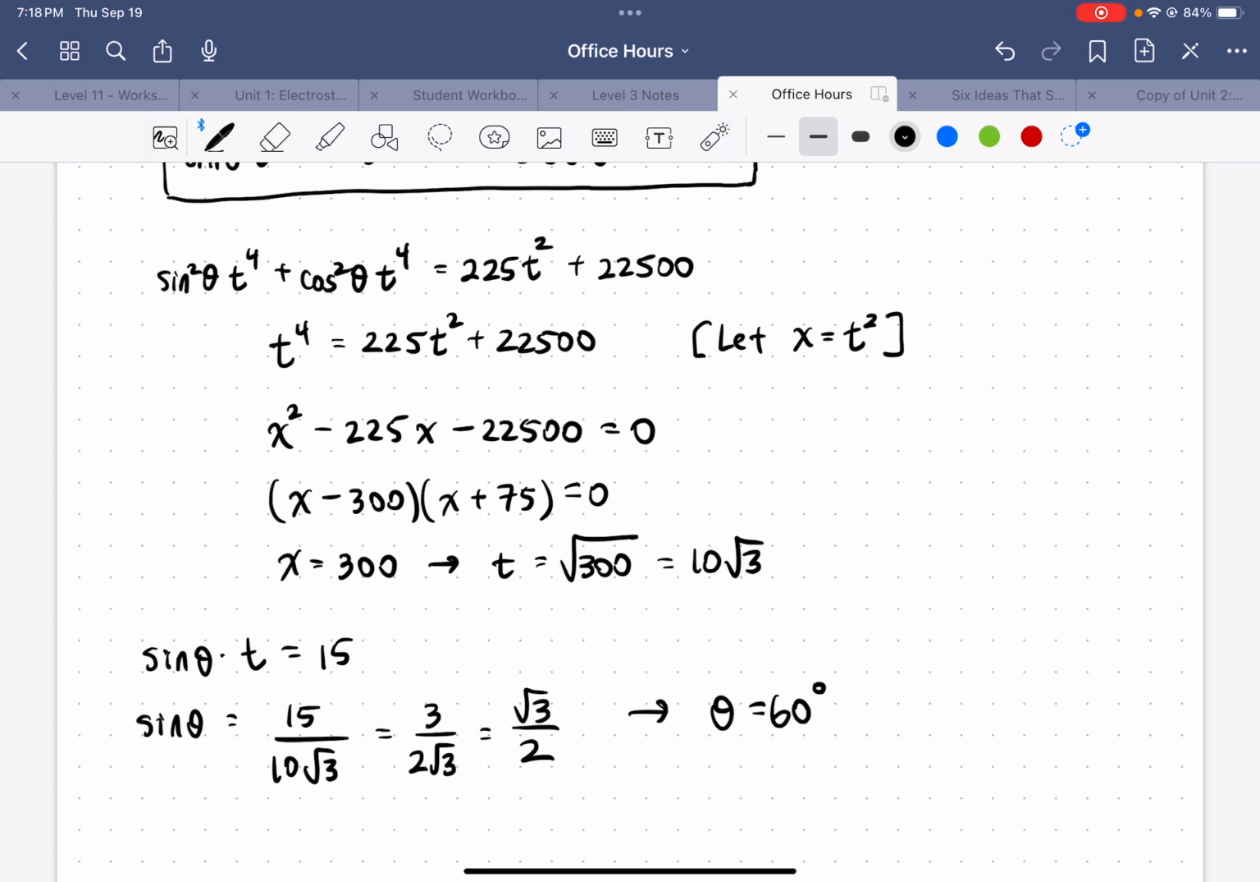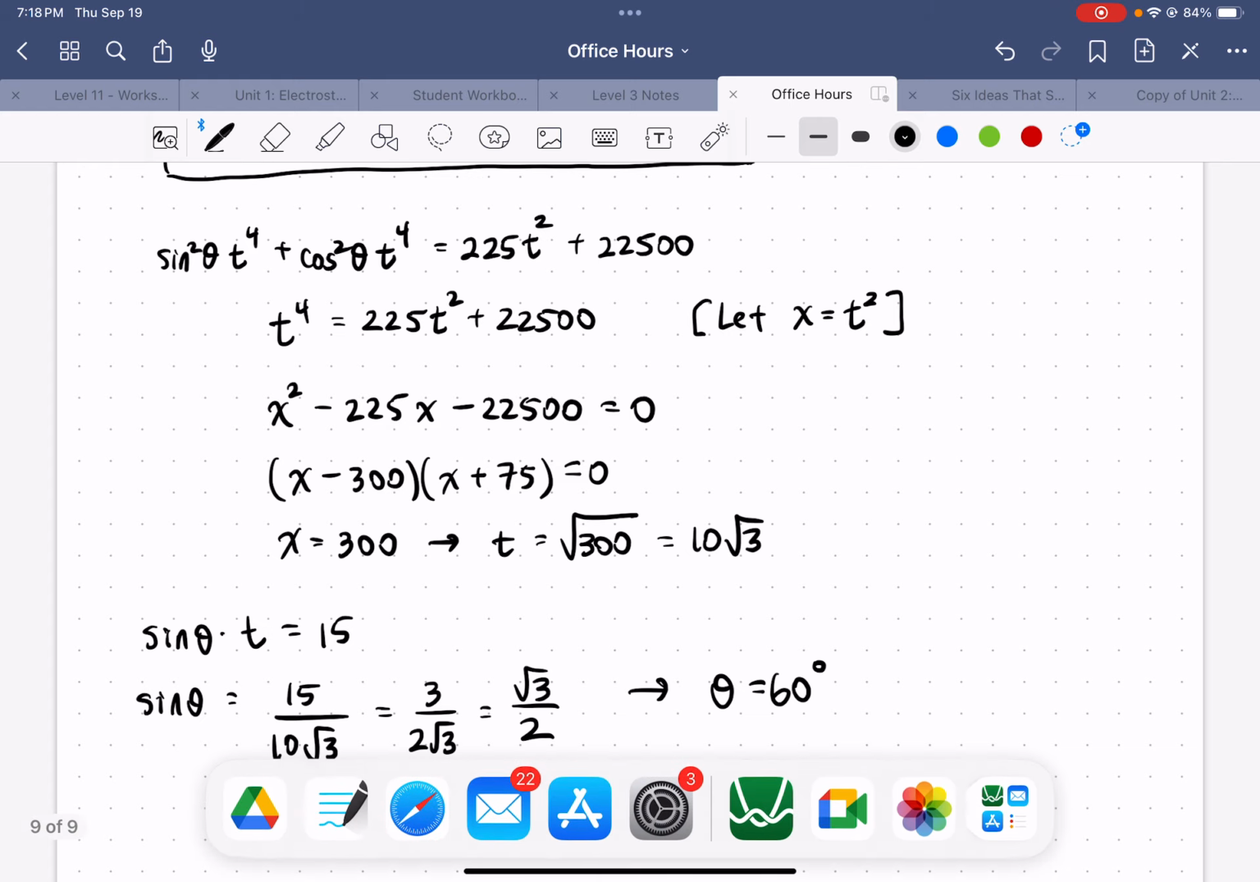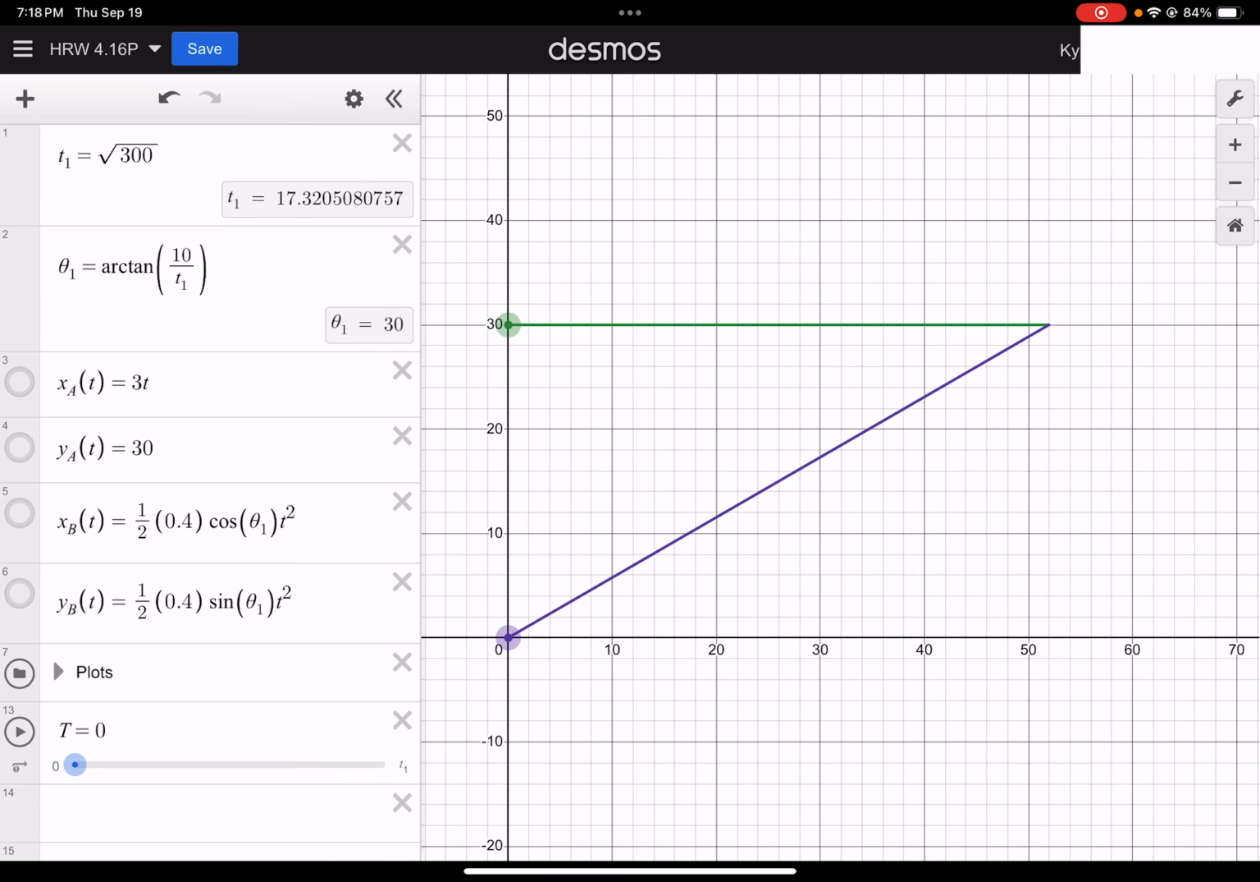So let's check this, put this into Desmos. So here are the equations that we have now for our x and y positions with the values for theta and t that we've solved. And if we run this forward, the particles should collide at the very end.